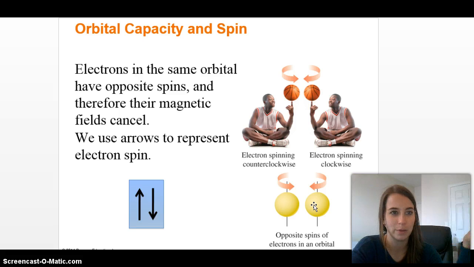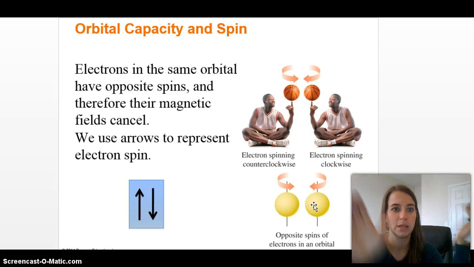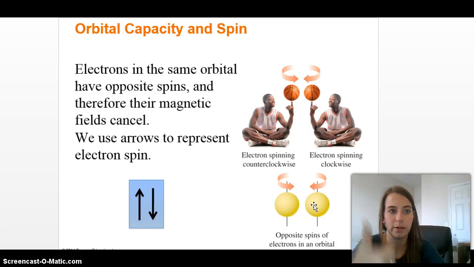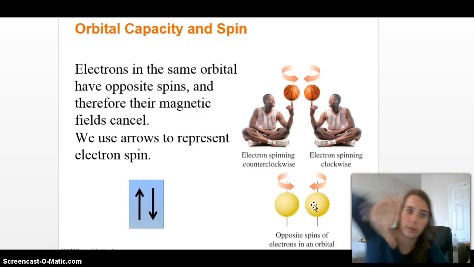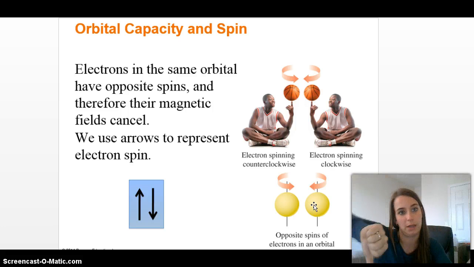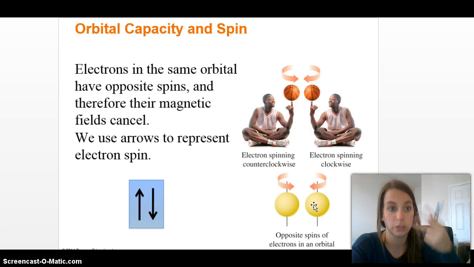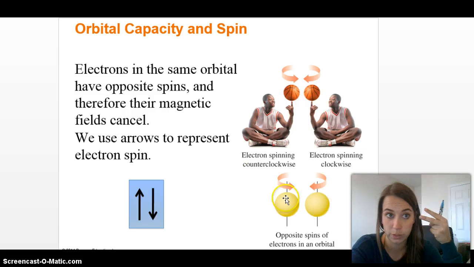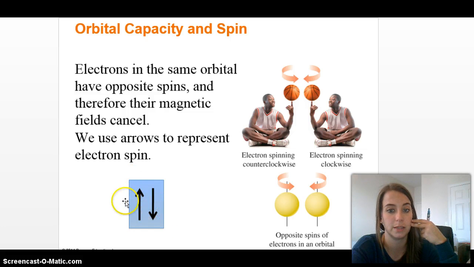Kind of confusing to wrap your head around, but think about it: if it were spinning and you were wrapping your hand around it, your thumb would point up. If you wrap your hand the other way around it, it would spin down. And so that's how they say spinning up, spinning down. So 2 electrons per orbital. The reason why there's only 2 electrons per orbital is because their magnetic fields need to cancel out, because they have to have opposite spins. We represent the opposite spins with up and down arrows.